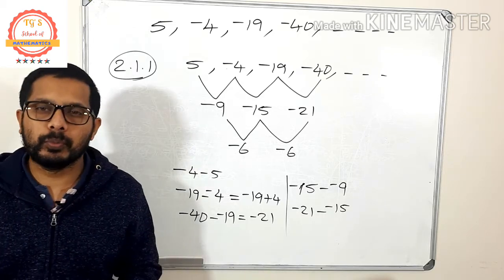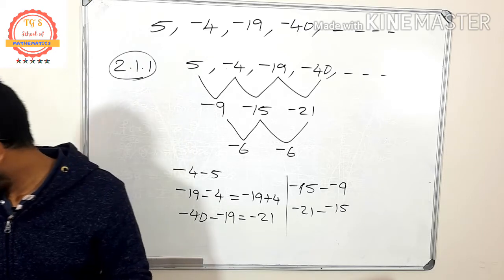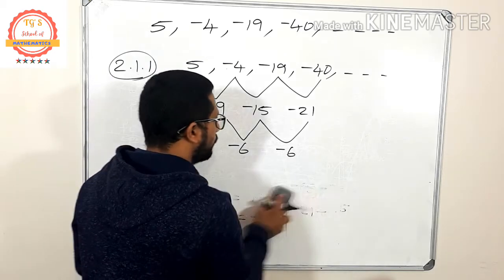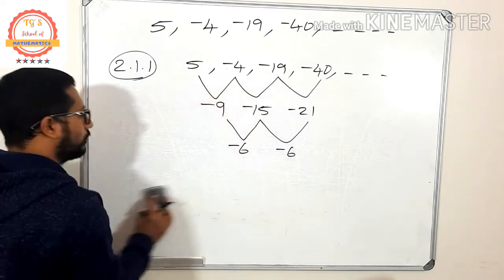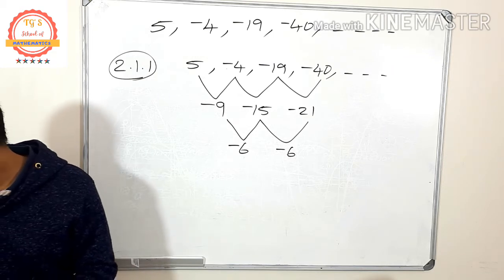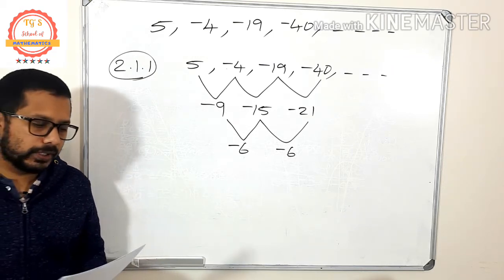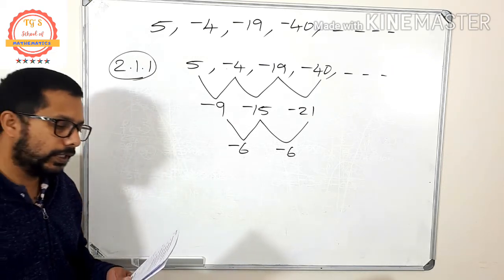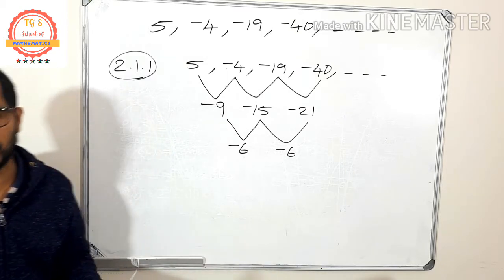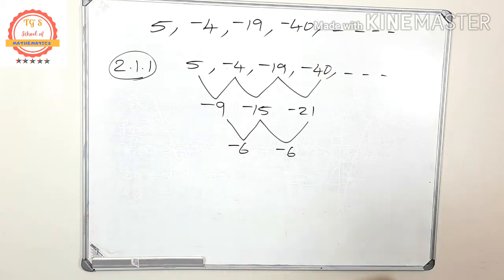Now let's go to 2.1.2. What is question number 2.1.2? Question number 2.1.2 is: determine the nth term Tn of the pattern. You have to find the nth term. How can you find the nth term?